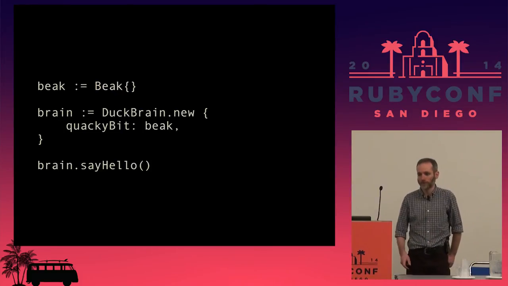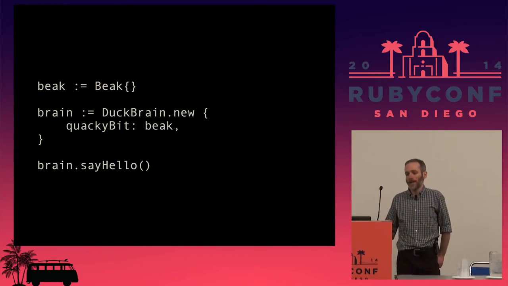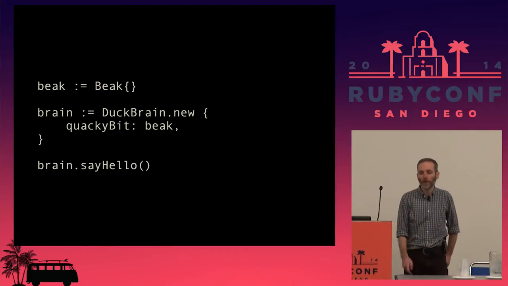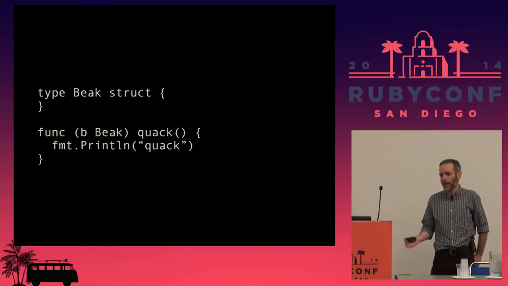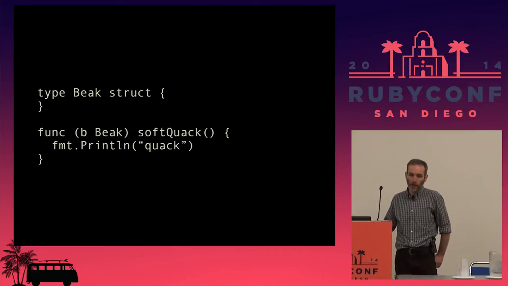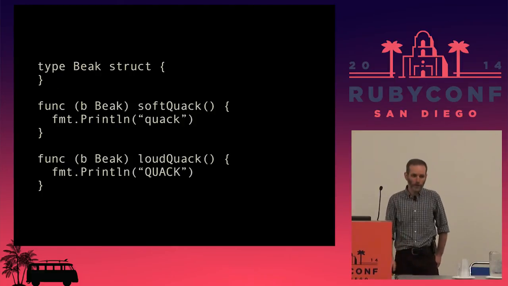All works very fine. Now, I'm going to make the same change to the Go code that I made to the Ruby code. So we have this beak, and we've got a single quack method. I'm going to replace it with soft quack and another new method called loud quack. Exactly the same changes we made to the Ruby code. Okay, so what happens next? Well, Go is a compiled language, so we try and compile it.